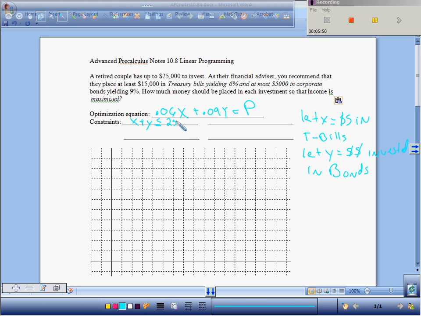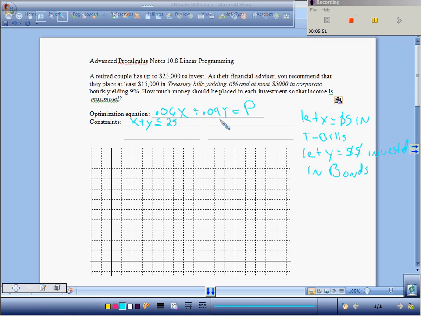25,000, because that's how much money you have to invest. You know what? I'm going to leave off the thousands until the end. Is that okay? Because that way I'll make my math easier. Okay? X plus y is less than or equal to 25,000.